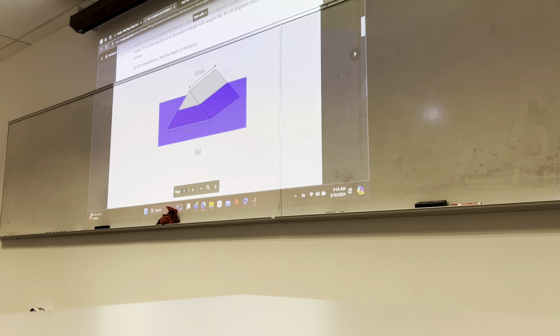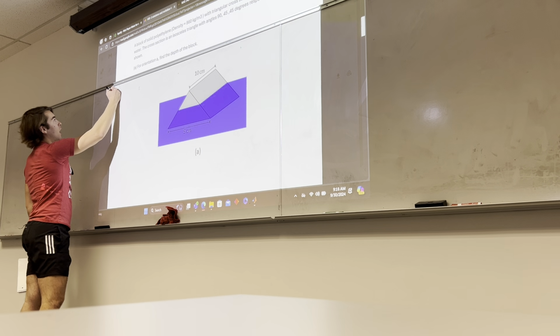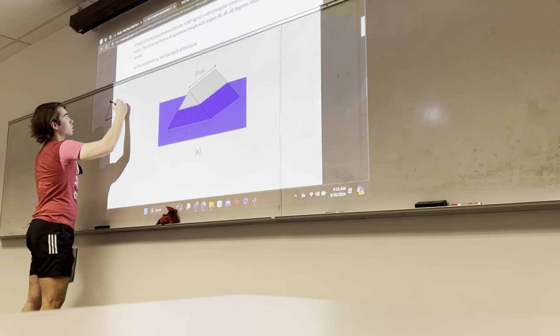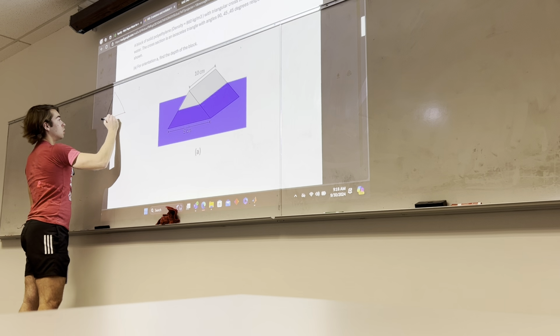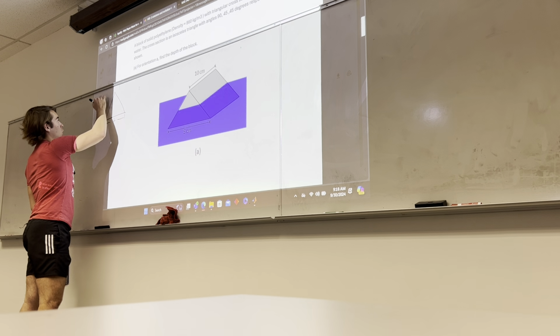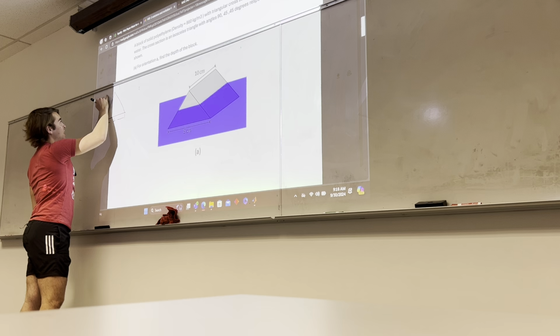First we're just going to get some values straight. So we draw our triangle. We're going to call this L right here. And we're going to call the total height H max.